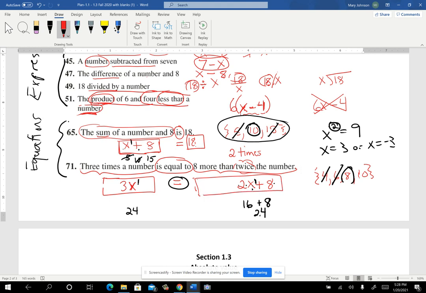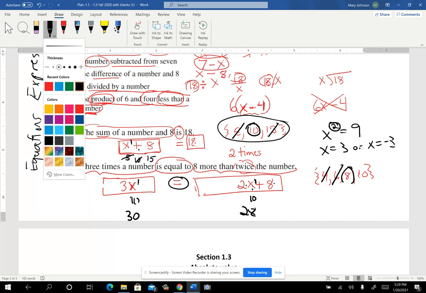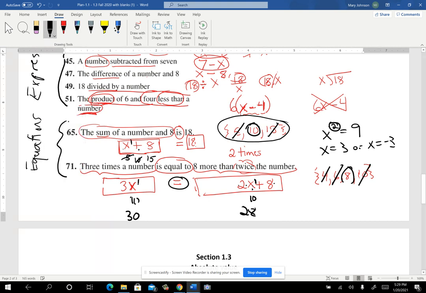But you wouldn't necessarily know that, so you might come in and try the 10. If you did, you'd get a 30 on the left, and on the right, you'd get 20 plus 8, which is 28. So it would not work. All right, so that's the section 1.2 work.